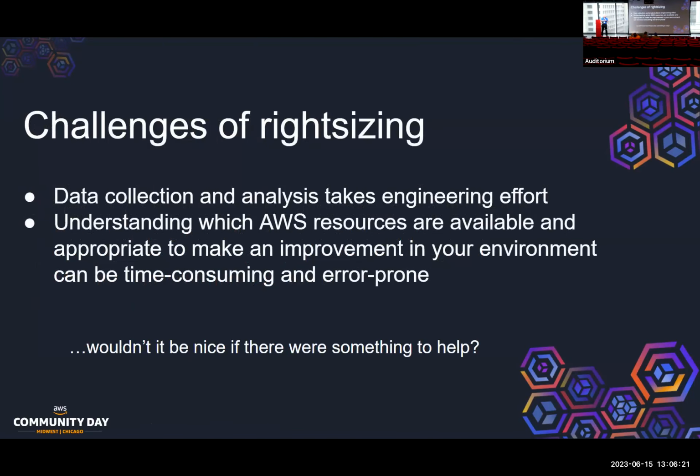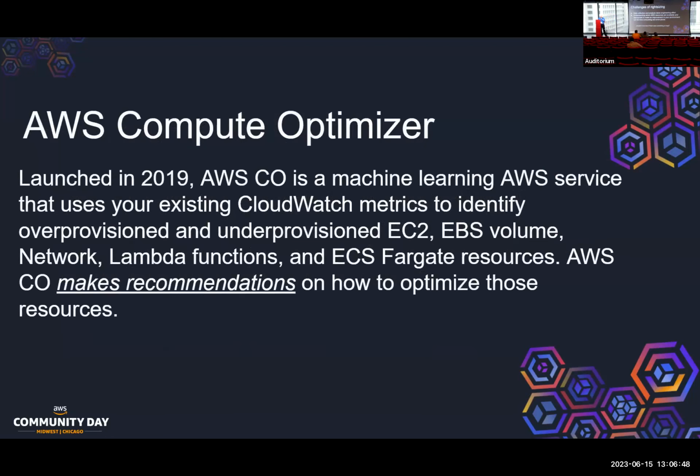The challenge of right sizing is typically the data, and the analysis of that data takes engineering effort, and sometimes there's a lot of it. It also can be error prone. The other thing is that a lot of new services are continually coming out from AWS. There are new EC2 instance sizes, and you may not be aware of them or how they could help your savings or performance situation. So wouldn't it be nice if there was something to help?